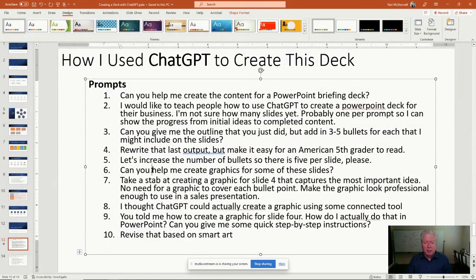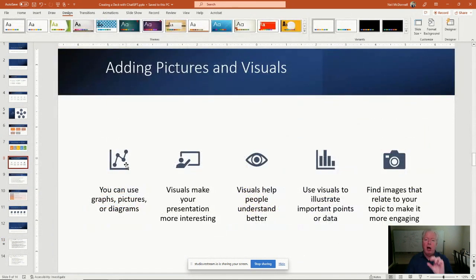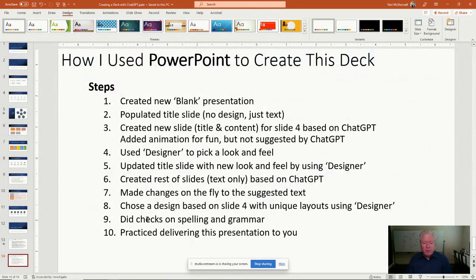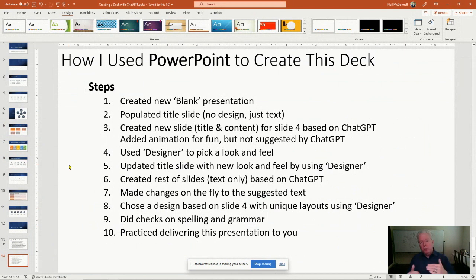Let me come back here to this one here. So then ChatGPT, by the way, it did these things. PowerPoint did these images. That was the cool thing. I didn't have to do it. The designer is smart enough to look at what you're saying and put it together. And then the rest of the slides, again, I made it look like number 4. I did some spelling checks on here, and then I practiced it. What I'm showing here, though, is 10 steps in PowerPoint to put it together.